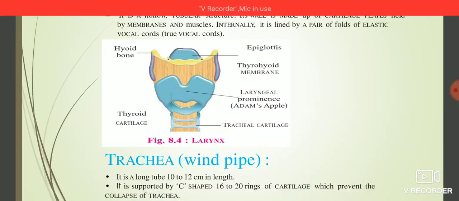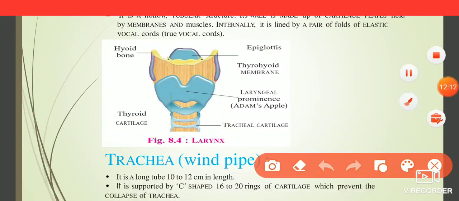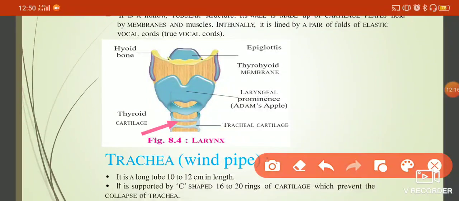This lower tubular structure below the larynx is called the trachea. It is a long tube, about 10 to 12 centimeters in length. It is supported by C-shaped rings, 16 to 20 rings of cartilage. It prevents the collapse of the trachea.